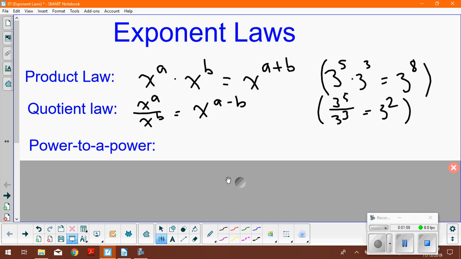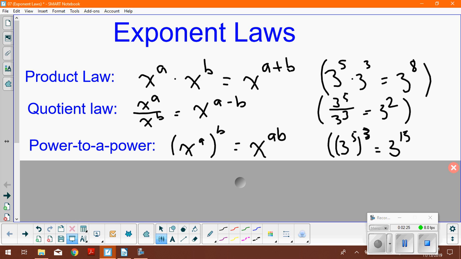Next rule is power to a power. So if I have something like x to the power a, and then I raise it to another exponent, b, then I simply multiply those together. That is x to the ab. Okay, so using our same numbers again here, if I have 3 to the 5th, but then I cube that after, I will get 3 to the power 15. That is 5 times 3.